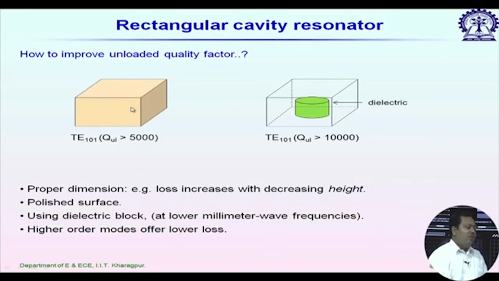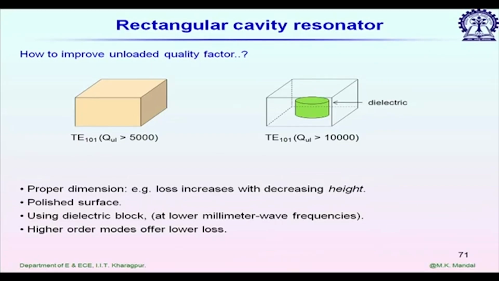Now, how do we improve the unloaded quality factor further, or minimize the loss further for a given cavity resonator? We have to minimize the sources of loss. For example, if I use a reduced height, we know that the loss will be higher. So, we have to use the standard height, at least b equal to a by 2. We also have to use a polished surface, so that the effect of surface roughness is minimum. That is how we can minimize the conductor loss.